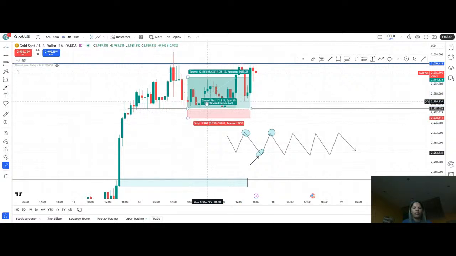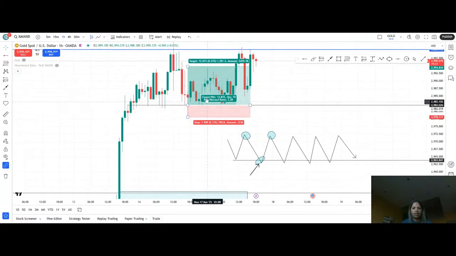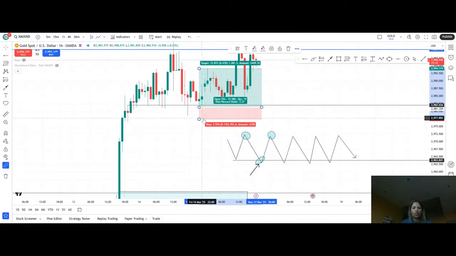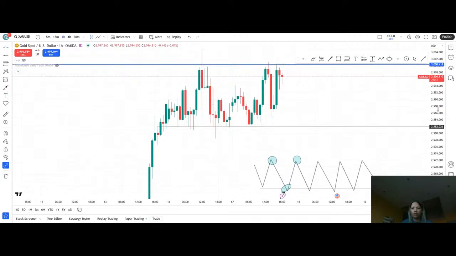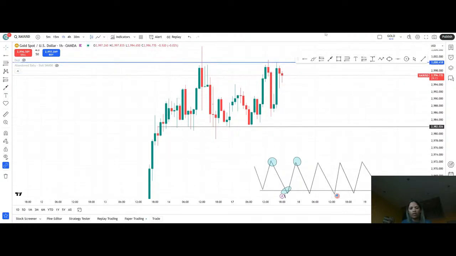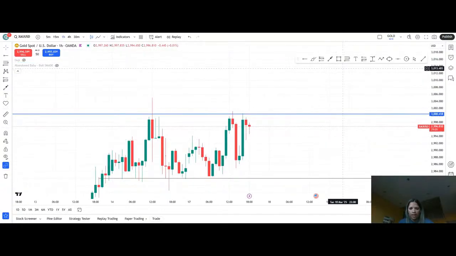You are prone to be faked out by these wicks here. Price could come all the way and just hit your stop loss and then continue going up. So that is also something you have to look out for if you want to trade a consolidation market. For me personally, I prefer to wait for a breakout of structure.